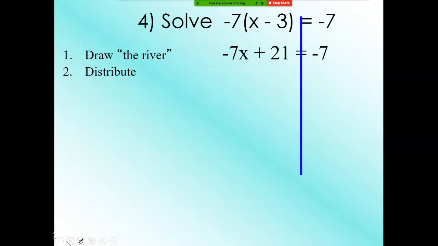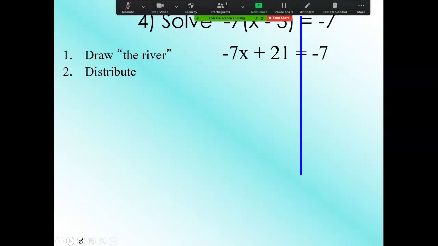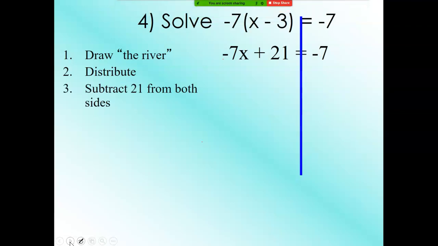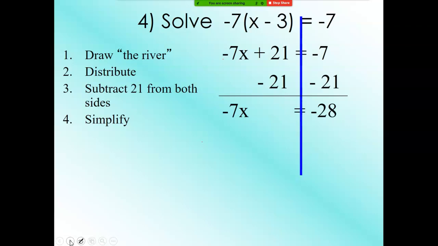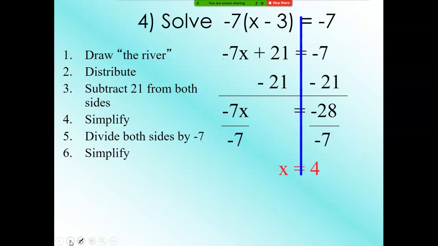So I said there were two choices. I assumed most of our choices would be to distribute. Then we're going to subtract the 21. So this one stinks a little bit more than some of the others because my variable is negative. So you just got to make sure you tag along that negative each time we write it down. So I have negative 7x equals negative 28. And what do we know about dividing a negative by a negative? It becomes a positive. So when I divide both sides by negative 7, I get x equals positive 4. Make sure we're writing these down, guys.